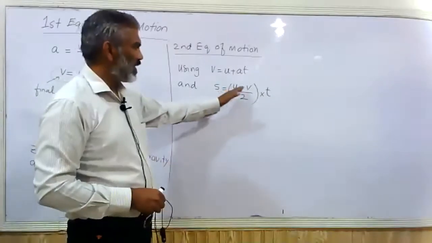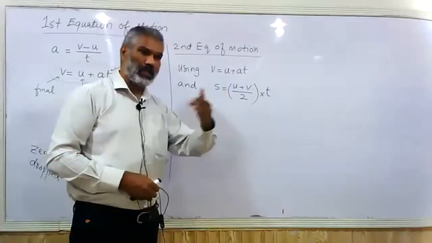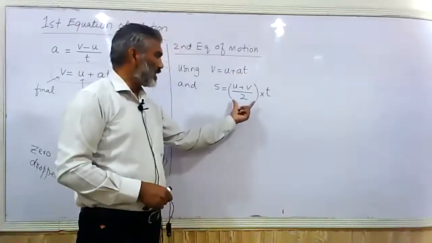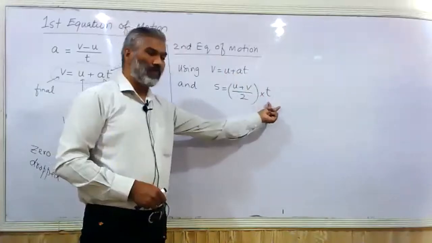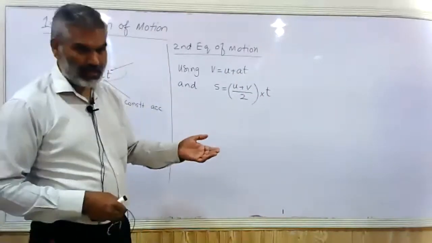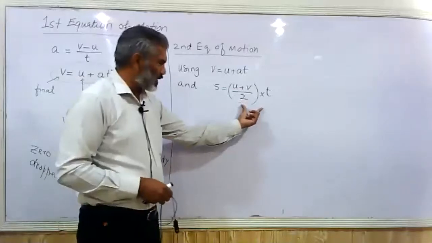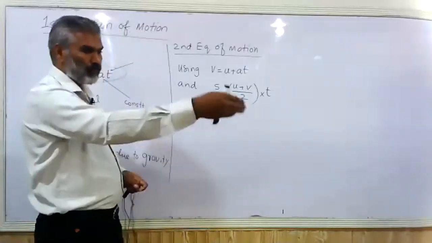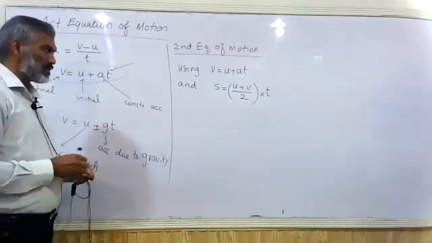If there is some variation of velocity, initially you have a different velocity, then it becomes v. We take the average of the two and multiply it by the time, the total time in which the object has moved. This product gives us the displacement that the object has covered.